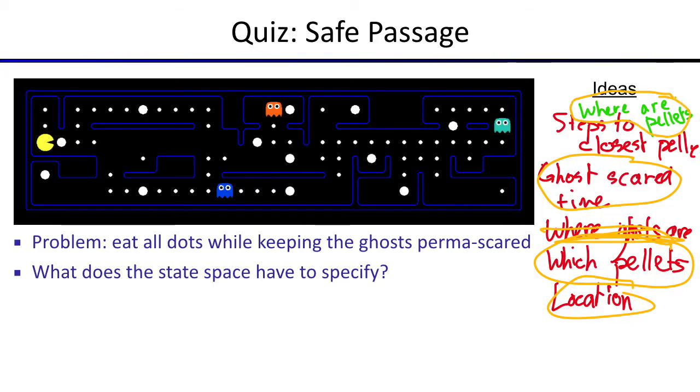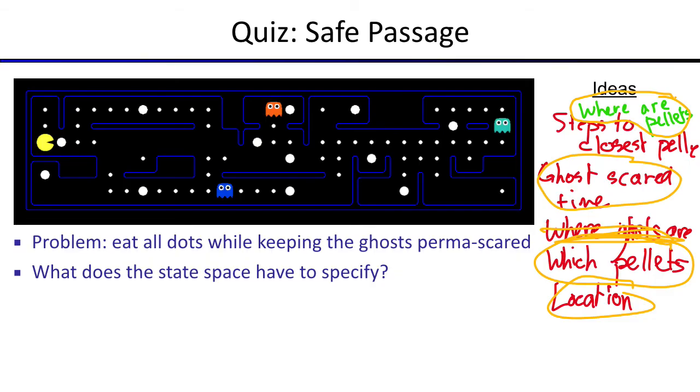I changed this to where the pellets are, because if you know where they are, then you know how many steps there are to the nearest one. And it's not quite enough just to know the number of steps. You need to know where they are so you can plan far ahead. Yeah, question? I'd advise you would need to know where the ghosts are to start off with.